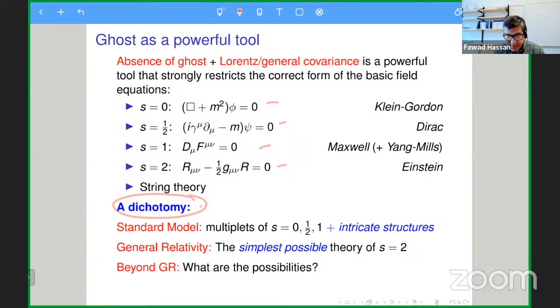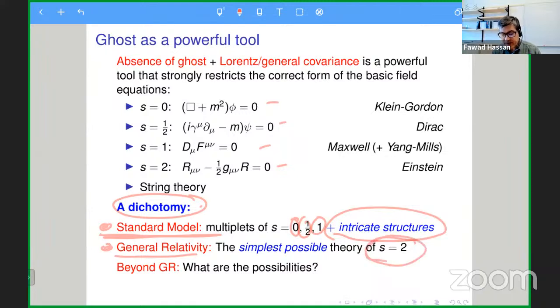When we look at the standard model and general relativity, we see that in the standard model you have, of course, fields of spin 0, spin half, and spin 1, but you need them in multiplets. So you have a kind of intricate structure of these fields, various combinations of them appearing with some structure, and that is what finally gives you a physical theory which describes nature. But when you look at general relativity, it's a theory of a massless spin 2 field, and in fact it's the simplest possible theory that you can write down for a spin 2 field.